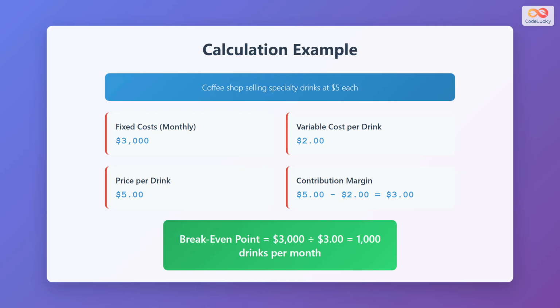Let me walk you through a practical example using a coffee shop that sells specialty drinks at $5 each. The shop has monthly fixed costs of $3,000, which includes rent, insurance, and salaries. Each drink costs $2 to make in variable costs, covering ingredients and supplies. The contribution margin is $5 minus $2, which equals $3 per drink. Using our formula, $3,000 divided by $3 equals 1,000 drinks. Therefore, the coffee shop must sell 1,000 drinks per month to break even.